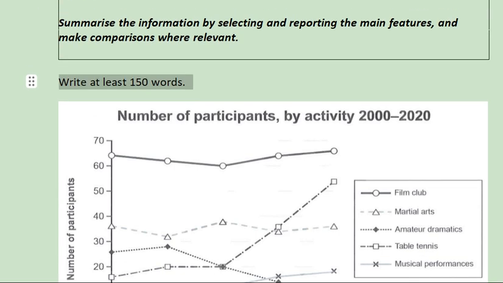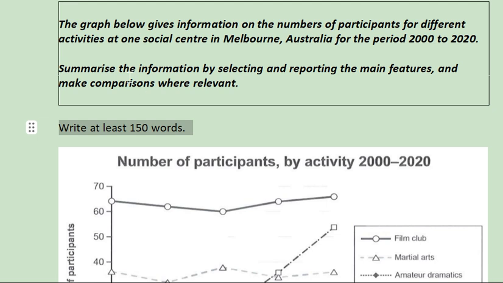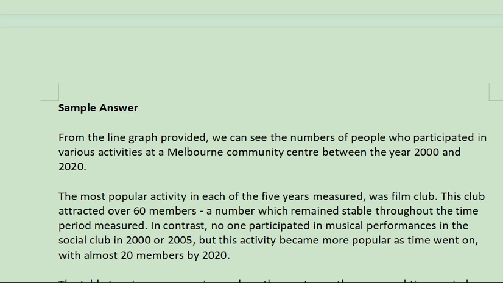Just to remind you, here it says select and report the main features, that's what I've just described, and make comparisons. So we're going to use words like more and fewer and things like that. Let's look at my sample answer.